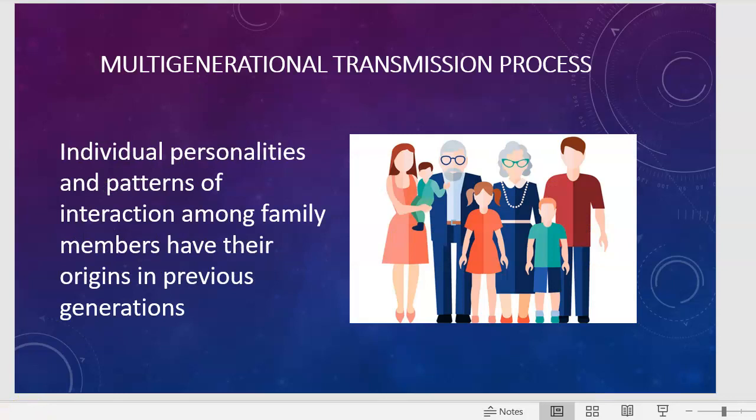So Bowen emphasized that a family includes multiple generations. So generally we look at children, parents, and grandparents. I would also include extended family, especially if extended family relationships are important. So individual personalities and patterns of interaction among the family members often have their origins in previous generations.